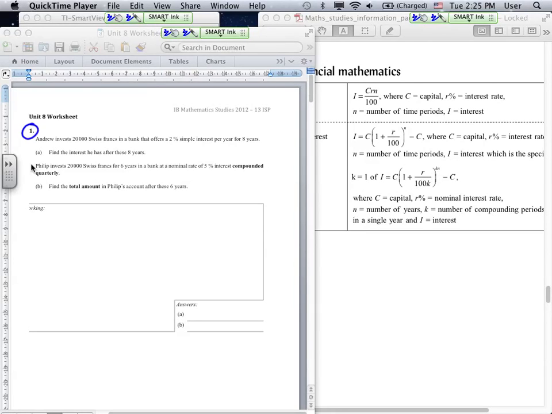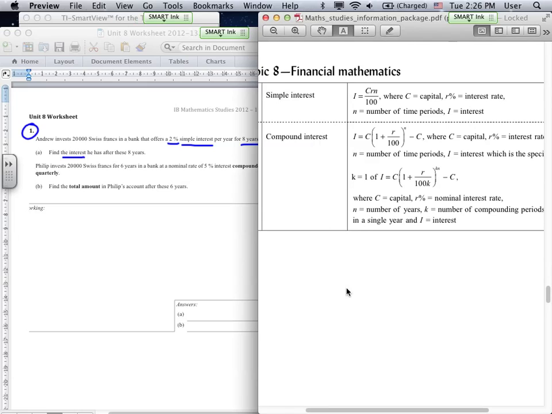Question 1. Andrew invests 20,000 Swiss francs in a bank that offers 2% simple interest per year for 8 years. Find the interest that he has after these 8 years. So we're looking at simple interest.